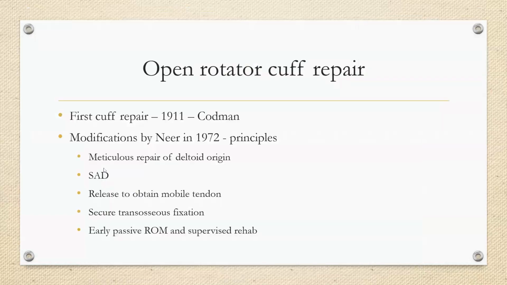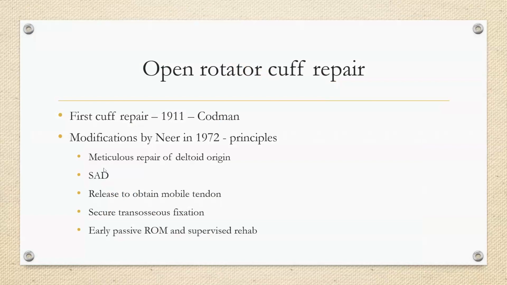So let's talk about what we mean by open cuff repair. The first cuff repair was introduced in 1911 by Codman. It was further modified by Neer in 1972, and these are the fundamentals he listed to be followed when doing open cuff repair. Back then, when open cuff repair was done, the deltoid was stripped and reattached, so the deltoid should be meticulously repaired to regain its functionality. And as with any cuff repair, adequate subacromial decompression is mandatory.